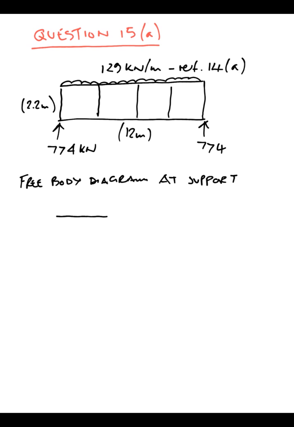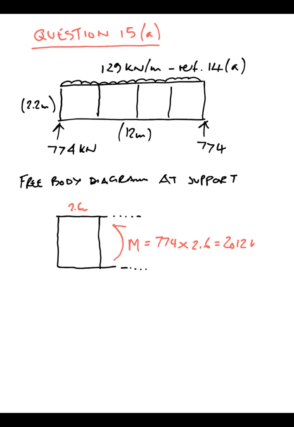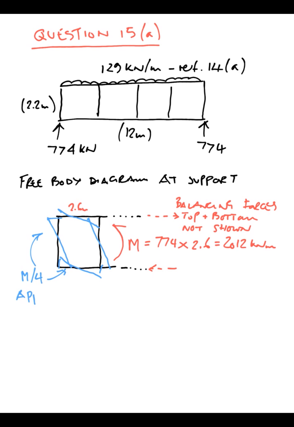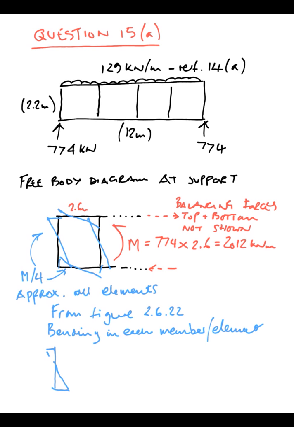This is going back to our chapter 2.6, and we have a moment at the end of 774 times the width between the mullions, which is 774 times 2.6, 2012 kilonewton meters. And our approximation to this is that we will divide this by 4 for the bending moment in each element. So it's 2012 over 4, which is 503 kilonewton meters, noting the balancing forces at the top.